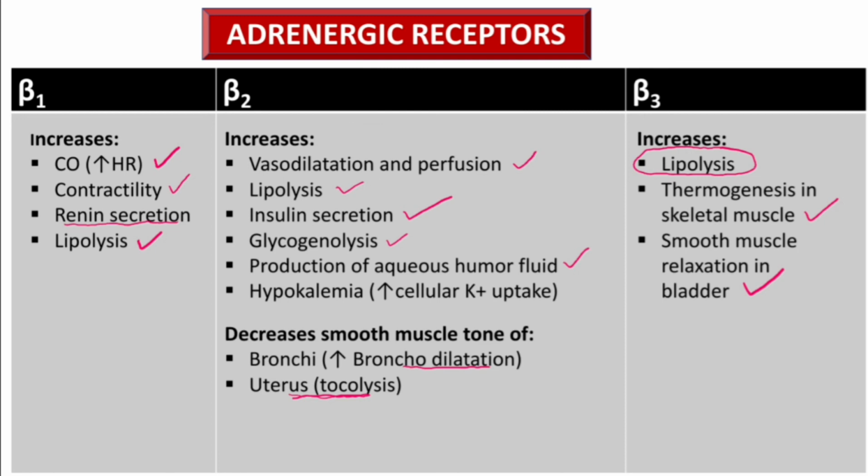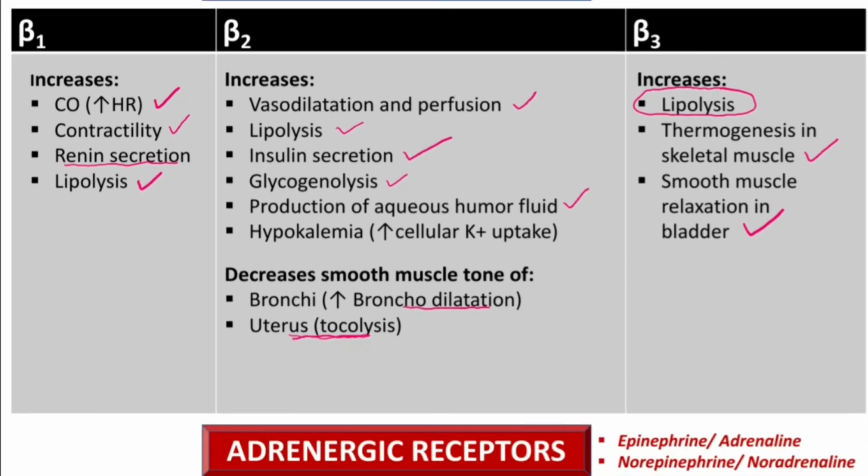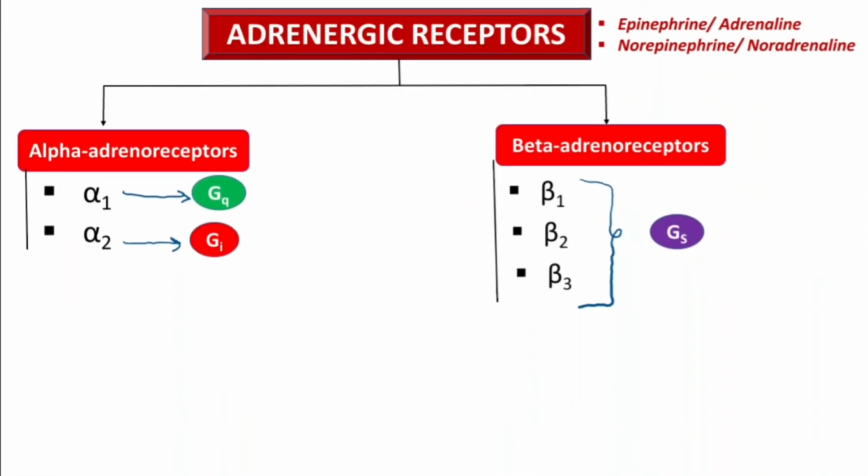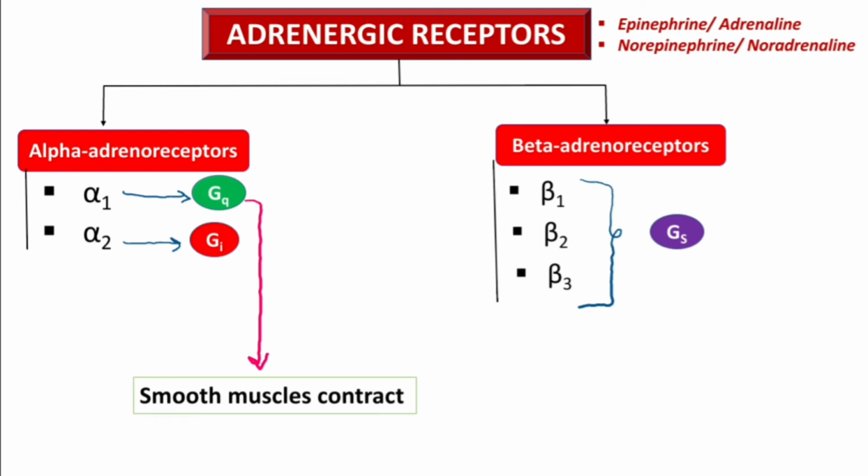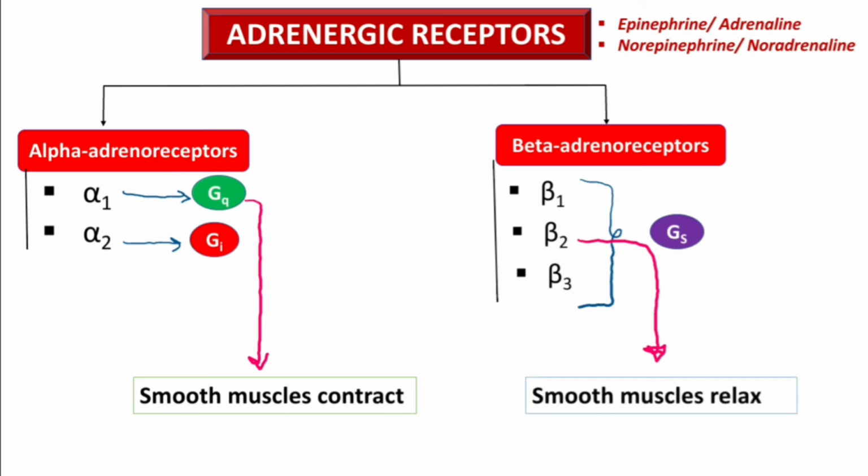So to wrap up concerning smooth muscles, I have a simple trick to remember this. It goes like this. If we talk about Gq, calcium, contraction, so if you stimulate Gq, there will be smooth muscle contraction. And if you stimulate beta 2, this beta 2 will relax the smooth muscles. So the smooth muscles will relax if you stimulate beta 2.